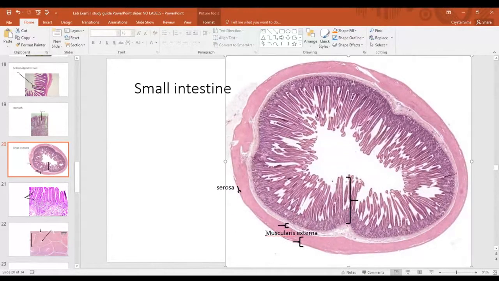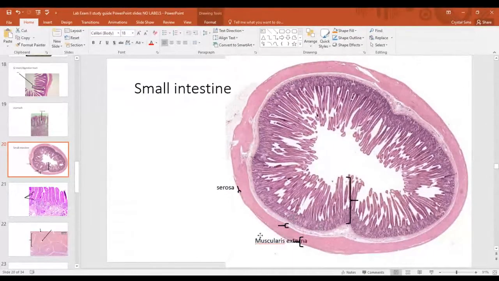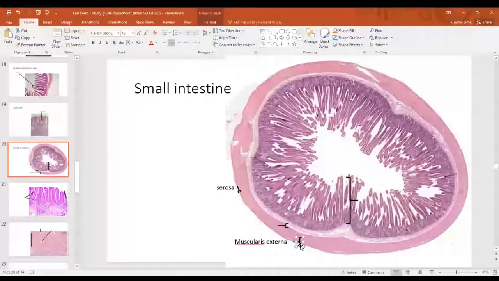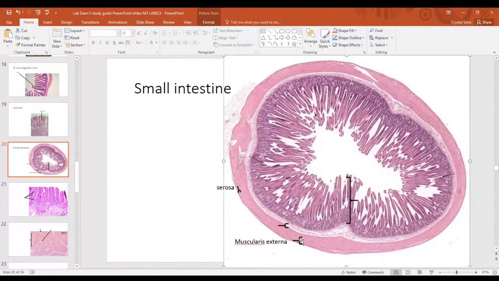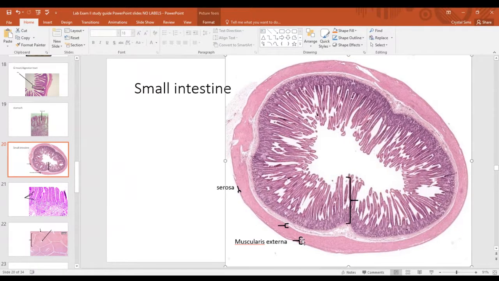All right, so what do we have here? Stomach and gastric pit. Yes, exactly. So this is the stomach, and we have that gastric pit there. Okay, so the stomach with the gastric pit.